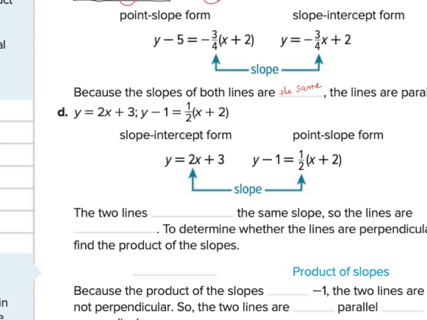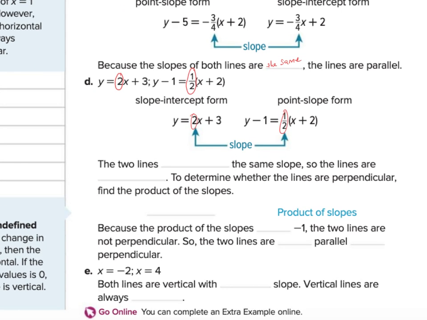Let's see this next example, D. Here's this slope in point slope form. Here's this slope in slope intercept form. This is point slope form. And they've identified it again here in our image. Are the slopes the same? The slopes are not the same, so the lines are not parallel.